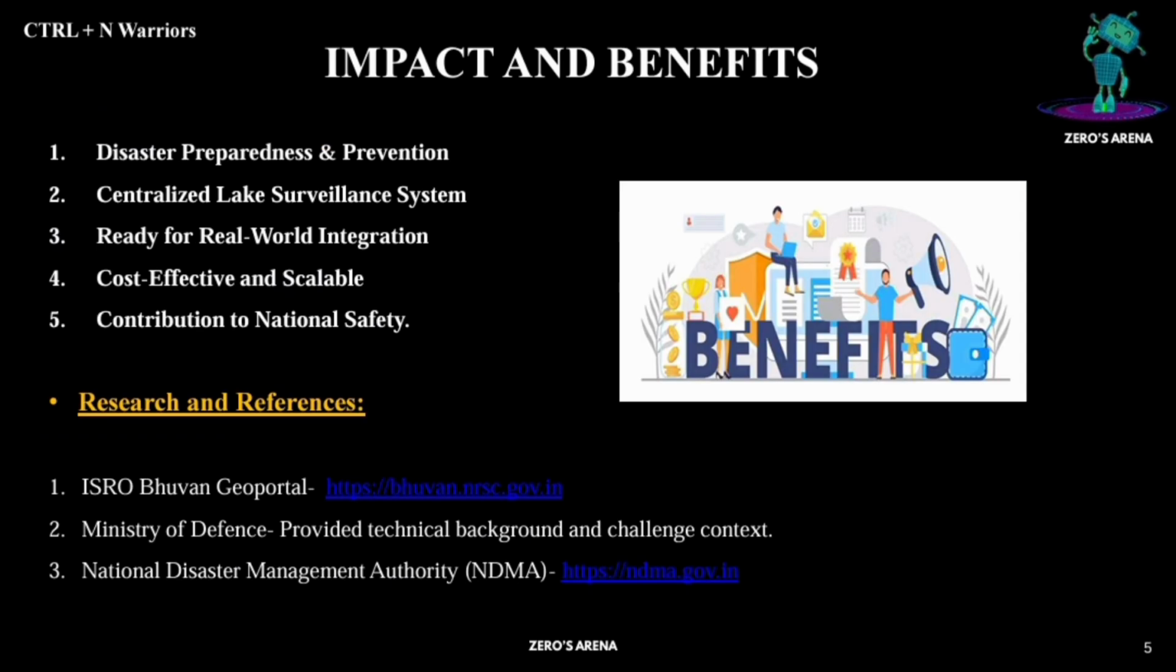So what will be the benefits of using our application? First of all, as it is an early warning system for the GLOFs, it is definitely going to be a good project for national level disaster preparedness. And not only that, it is ready for real world integration such as IoT integration, and it is going to be cost effective as well. So this is all about our project, and we have also mentioned our references here.